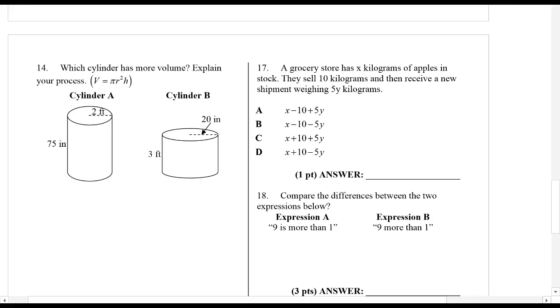Okay, now we're on page 3 for the Algebra 1 Unit 1 review. If you needed page 1 or 2, go to the other videos in the links. Otherwise, we're going to start page 3.